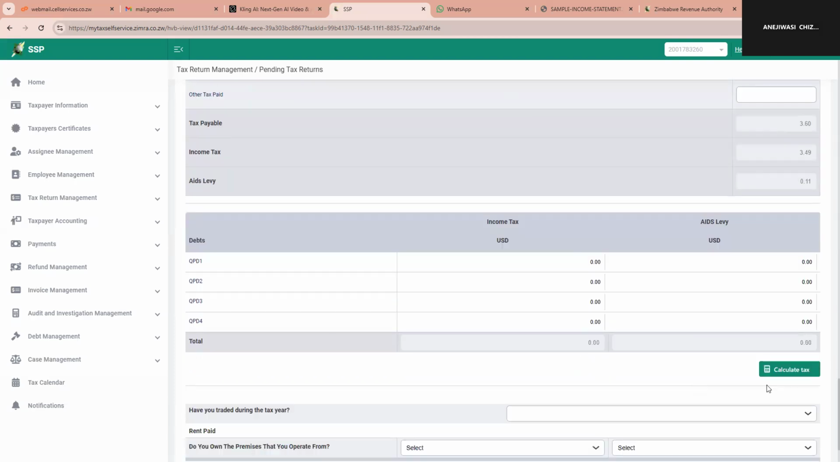Then down here, you just click on calculate. On your QPDs, you find it's going to show you the amount to be paid. So it will show you the first QPD, the second QPD, and so forth and so on.